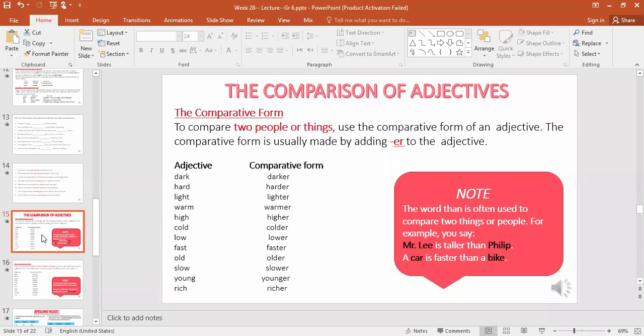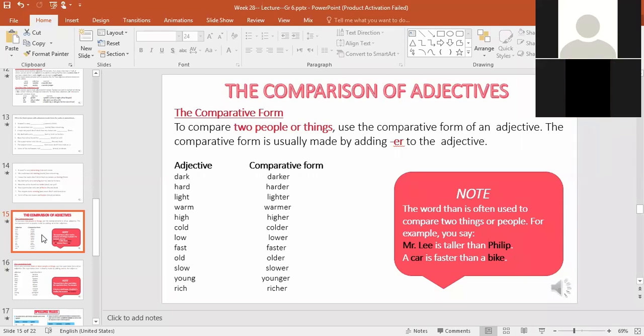Let's move now to the last part of the lesson, which is very important. It's actually the most important part in the lesson. Okay, now we are going to start with the comparison of adjectives, okay? In the comparison of adjectives, we have two parts, the comparative form and the superlative form.